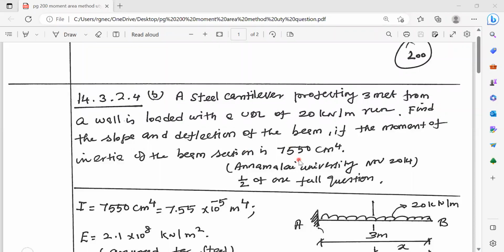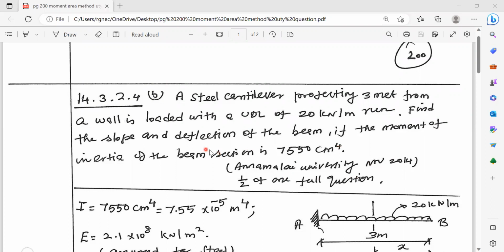Hello friends, now we will see one university question on calculation of deflection. This is for Annamalai University for the year November 2014. It is a steel cantilever beam projecting 3 meters from the wall. It is loaded with a UDL of 20 kilonewton per meter.